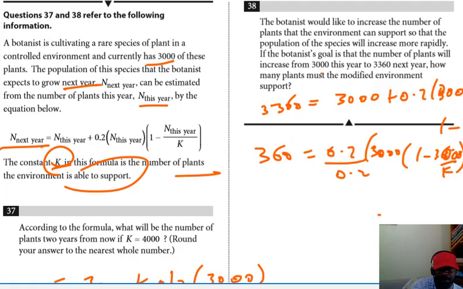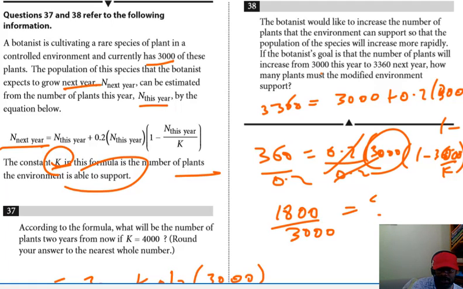So divide both sides by 0.2. If you multiply by 10, 660 divided by 2 is 330, and again divide that by 3,000, so that's going to be 1 minus 3,000 over K. Let's divide this: 18 over 13 is equal to 1 minus 3,000 over K.